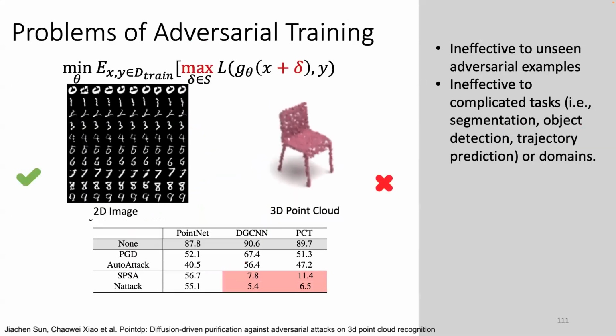Even if we just talk about the classification task, in the 3D domain we found that directly applying adversarial training does not work. If we train a robust model directly using adversarial training, it has gradient masking. Although it shows good performance against gradient-based attacks, for example AutoAttack, if we evaluate on black-box attacks, for example the SPSA attack or the N attack, the robustness is not high. It is even lower than under the gradient-based attack. So there is severe gradient masking in the 3D domain if we directly apply adversarial training.